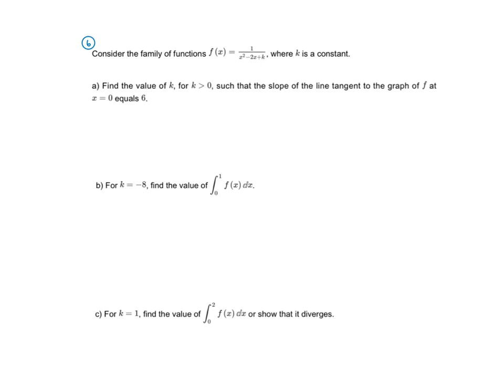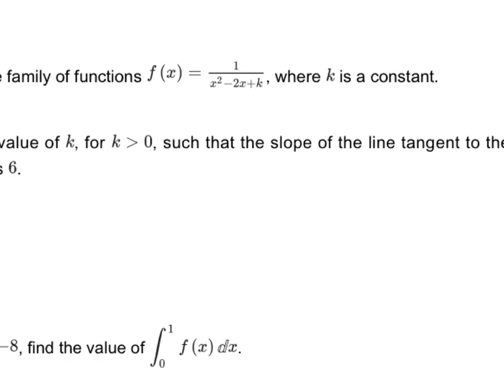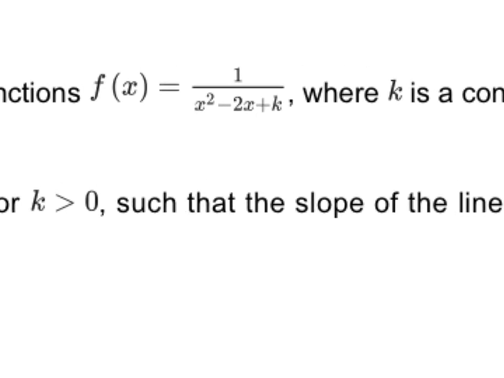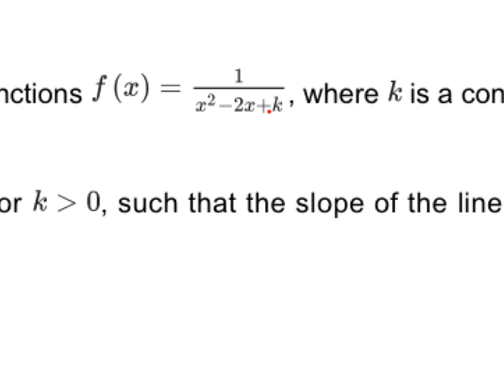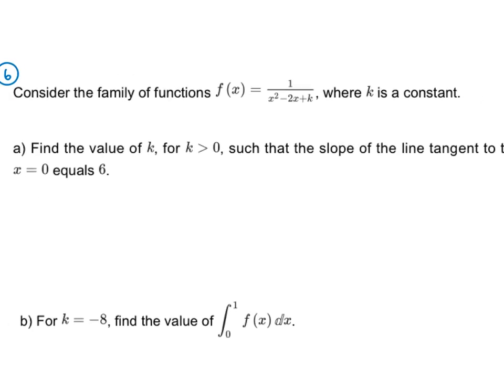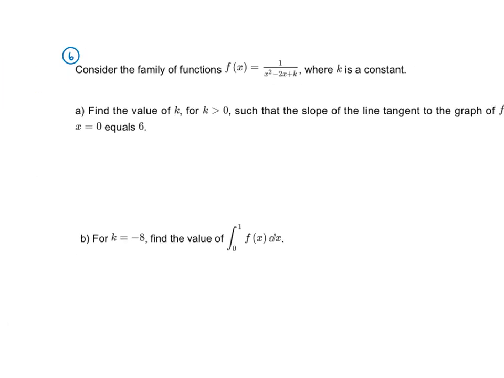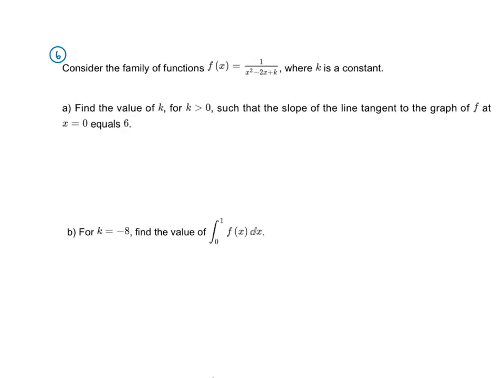Okay, so this next one, consider the family of functions, where k is a constant. Family of functions, because this function has an infinite number of possibilities, because k could be an infinite number of numbers, and each different value of k creates a slightly different function. So that's what they mean by family of functions. Find the value of k, where k is positive, such that the slope of the line tangent to the graph of f at x equals 0 is 6.